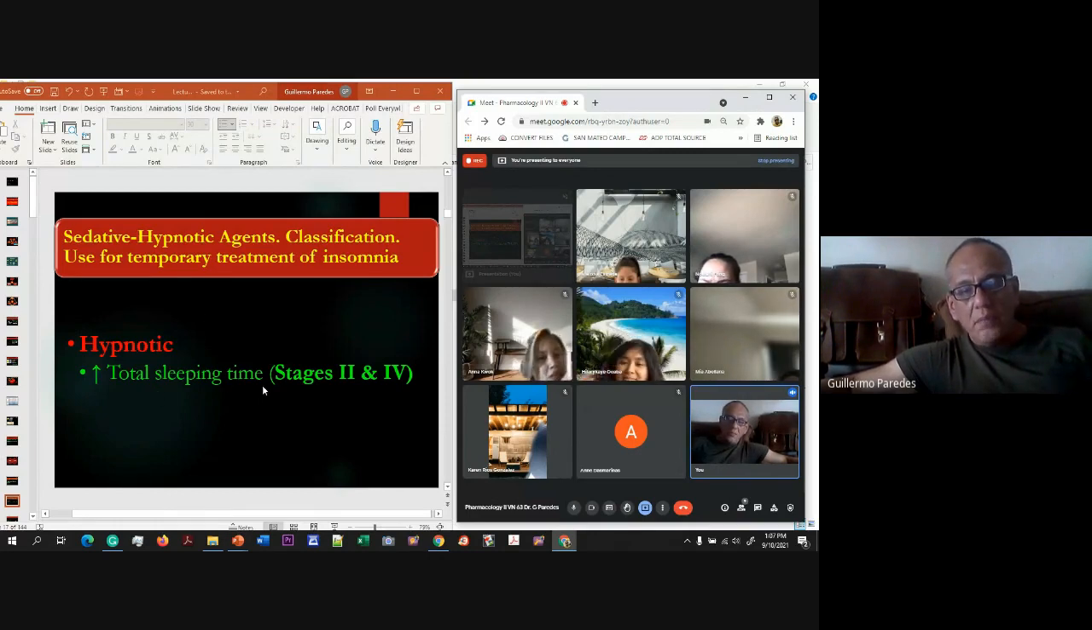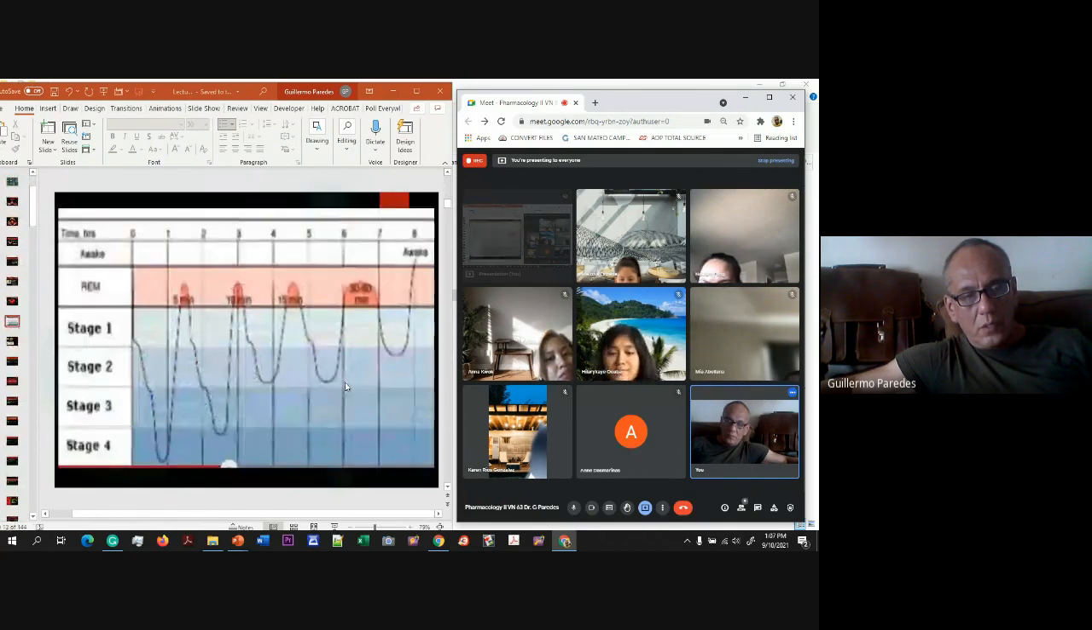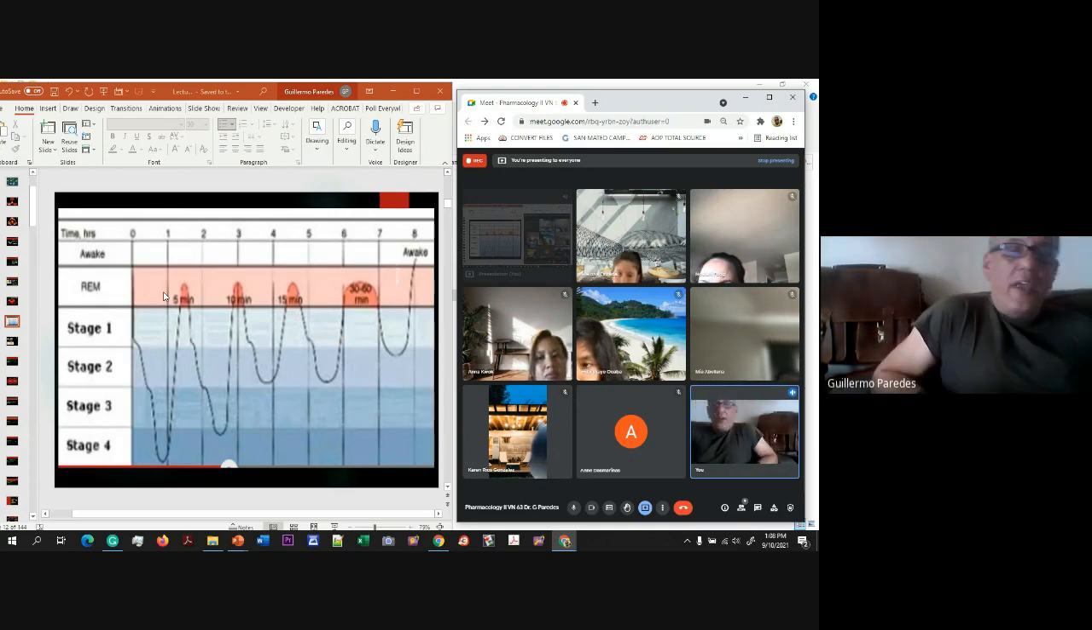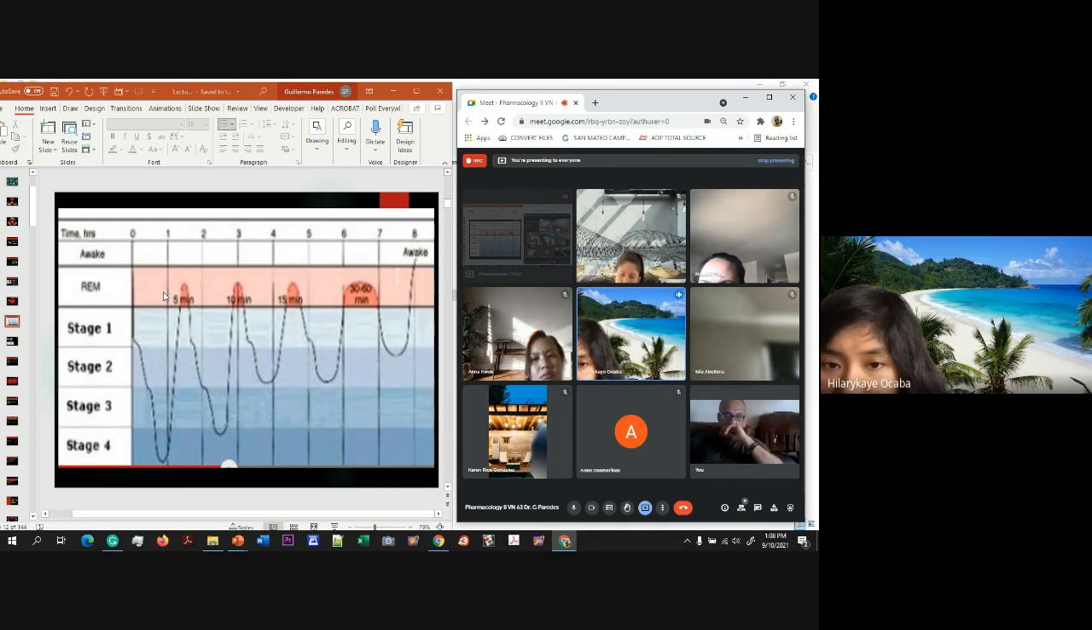Hypnotic, total sleeping time, they are going to affect stage 2 and 4. So taking more time, because one cycle is going to be from 0 to 1.5, 1.5 to 3, 3 to 4.5, every 1 hour and a half. So what they're doing is making longer the stage 2 and the stage 4. So the 8 hours is going to be too short to produce more REM. Is that clear or not? So there are no drugs that can improve your REM so far, that I'm aware of. And Dr. T, the drug mostly affects stage 2 or stage 1? 2 and 4, okay.